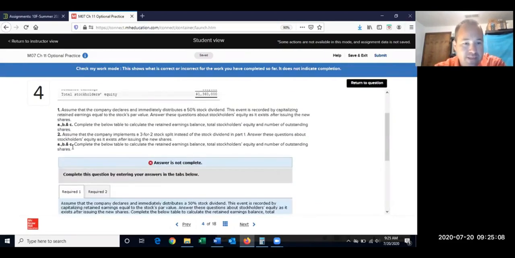Now, step 2 says, instead of doing the stock dividend, we're now doing a 3-for-2 stock split. So for every 2 shares you have, you now have 3. So another way to think about it is 1.5 for every 1. So you're gaining an extra half a share. All right, instead of the dividend, answer these questions. All right, so let's go to requirement number 2.